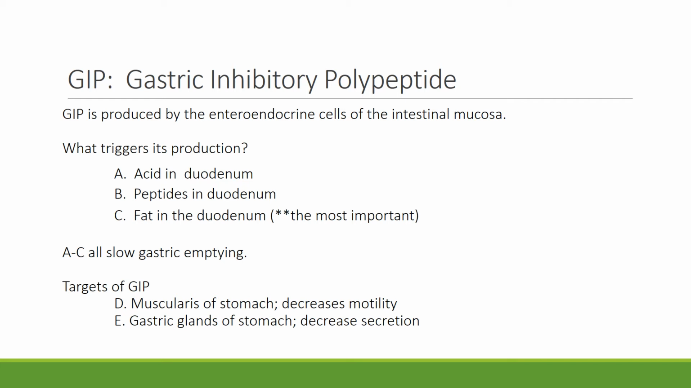We've already talked about gastrin, and we said that it promotes gastric emptying. Let's look next at GIP, gastric inhibitory polypeptide, which inhibits gastric emptying. GIP is produced by the enteroendocrine cells of the intestinal mucosa. Its production is triggered by acid, peptides, and fat in the duodenum, and the most important of those three is the presence of fat. All three of these will slow gastric emptying. That's why this is inhibitory. The targets of GIP are the muscularis of the stomach, it will decrease motility, and the gastric glands of the stomach, which will decrease their secretion.